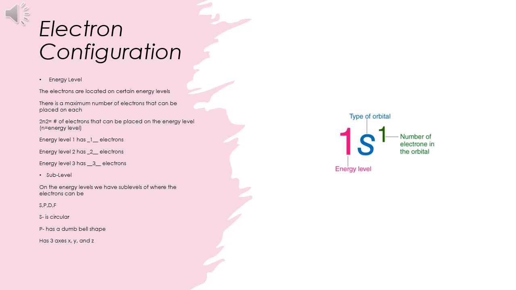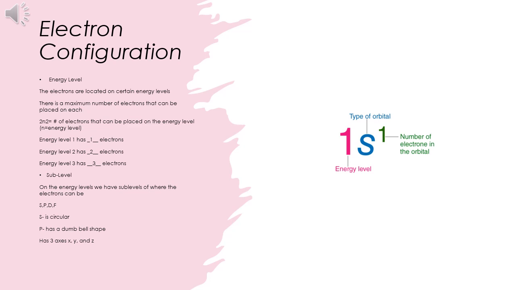The third topic I want to cover is electron configuration. This is going to be based on energy levels and sublevels. The electrons are located on certain energy levels. There's a maximum number of electrons that can be placed on each. 2n squared is the number of electrons that can be placed on the energy level. So energy level 1 is going to have 1 electron, energy level 2 is going to have 2 electrons, energy level 3 will have 3 electrons.